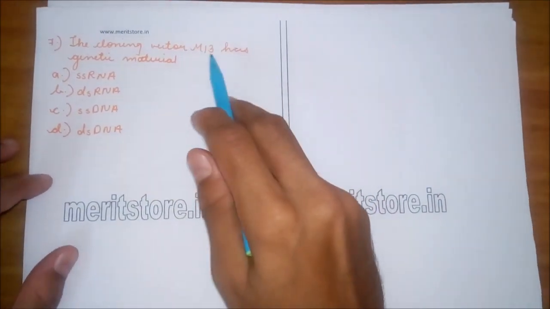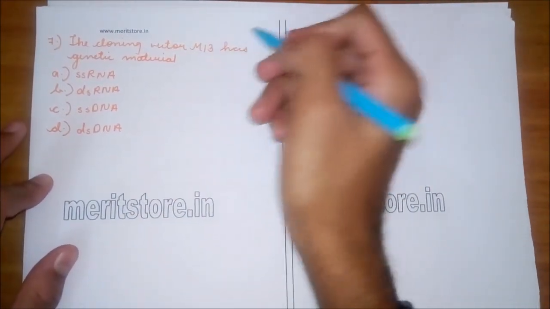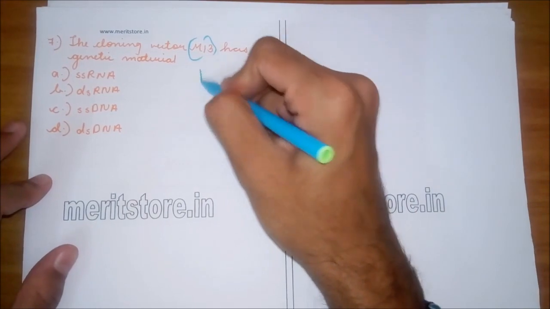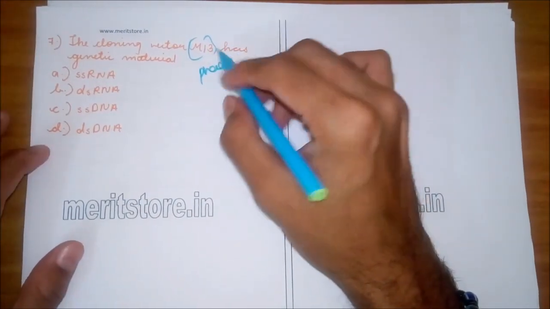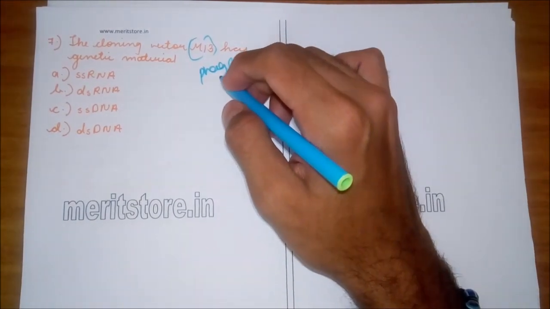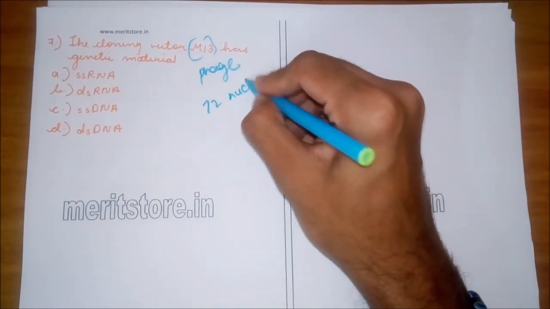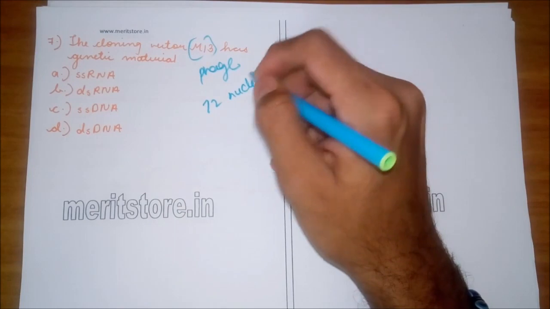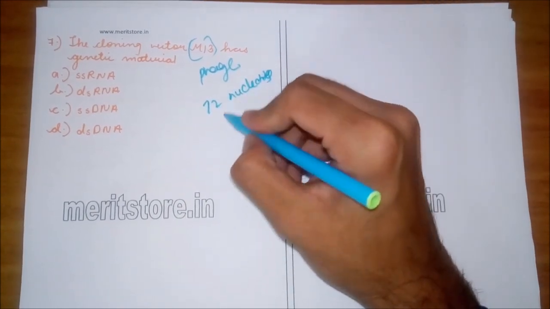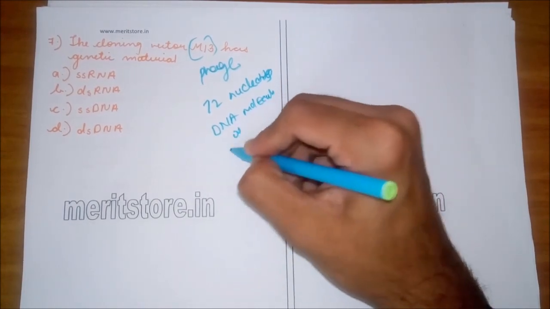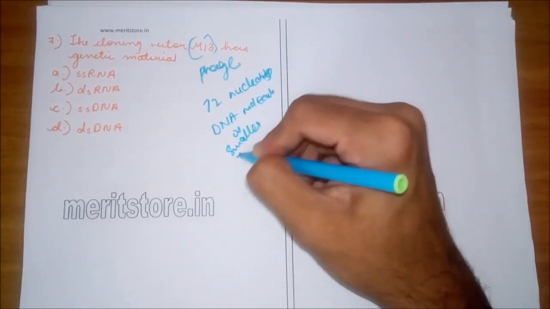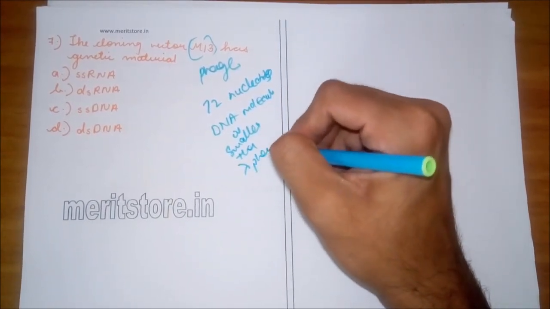Question number 7. The cloning vector M13 has genetic material. What? M13 is a type of phage but different from lambda phage. It has 72 nucleotides and its DNA molecule is smaller than lambda phage.